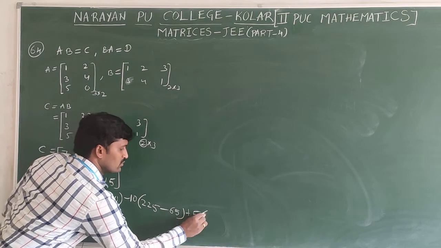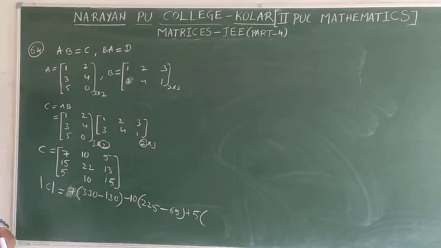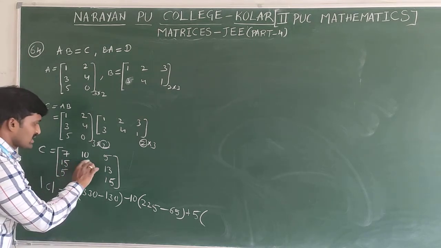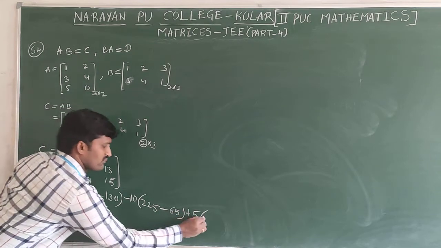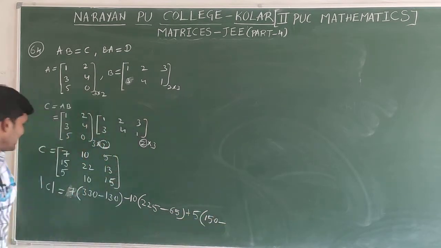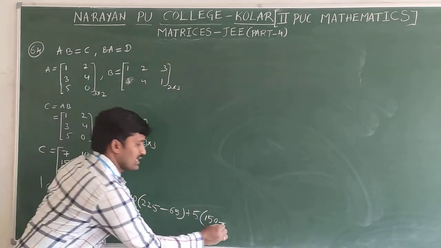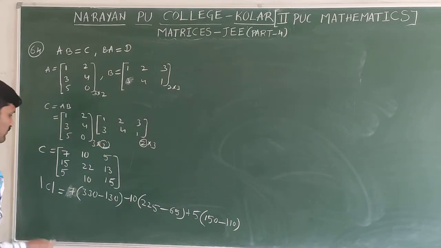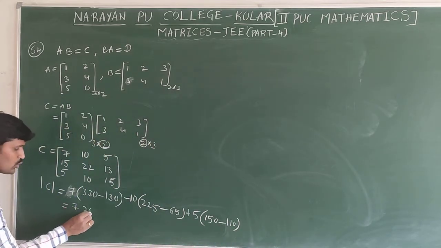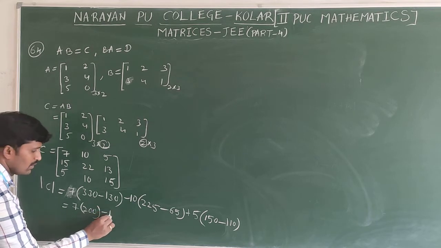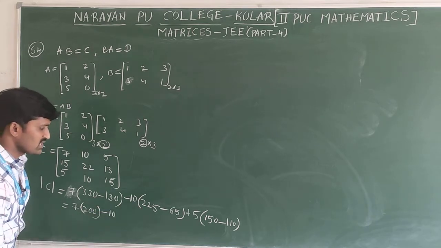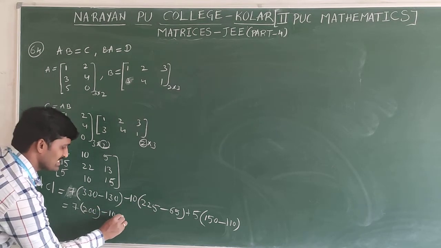Plus 5 into, because if you take an example only, you can get it easily, because they only gave the order of A and B. That's why I am finding it like an example. Next, 5 into 15 10s are 150 minus 22 5s is 110. If you simplify this, 7 into 200 minus 10 into, if you remove 65, how much will you get? 160.